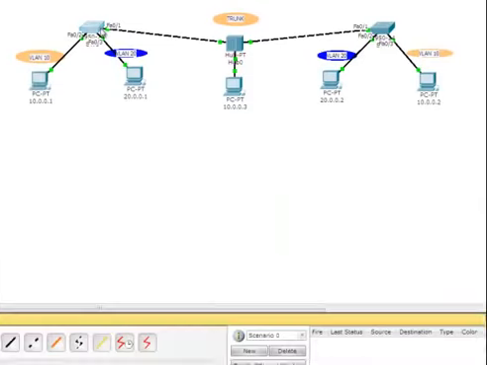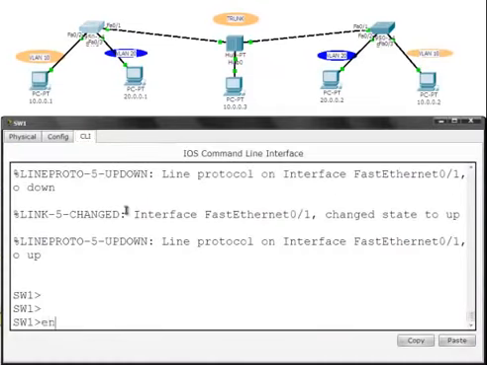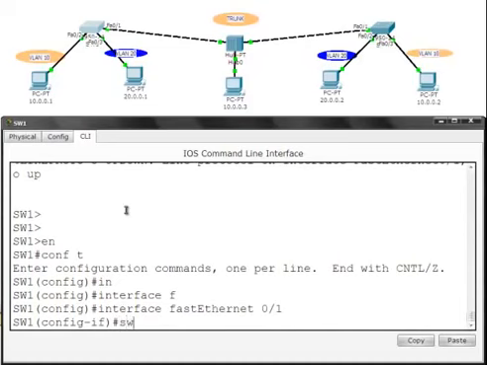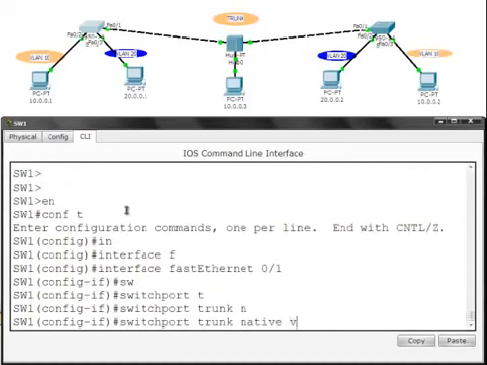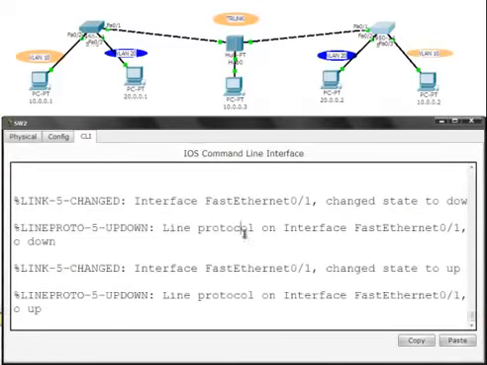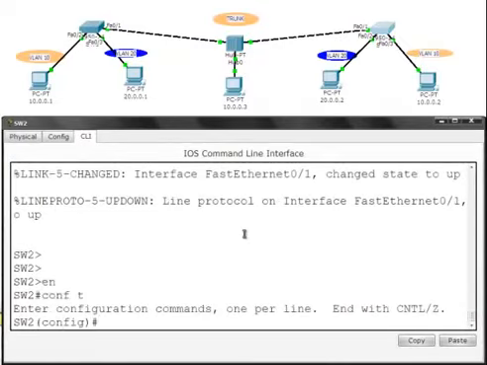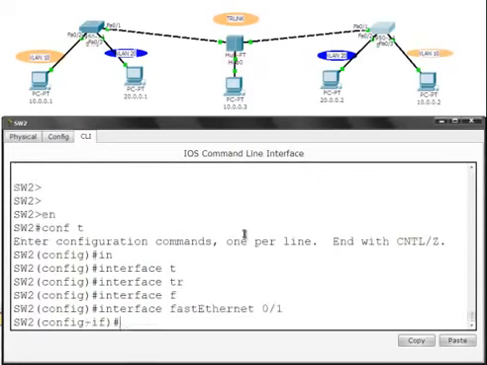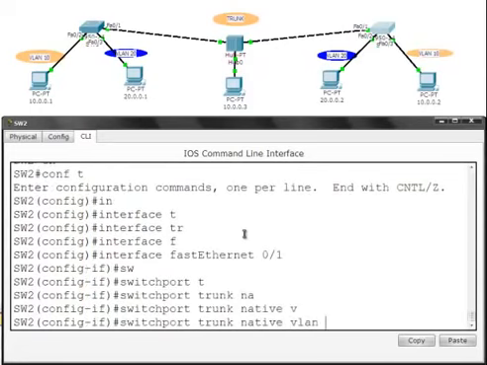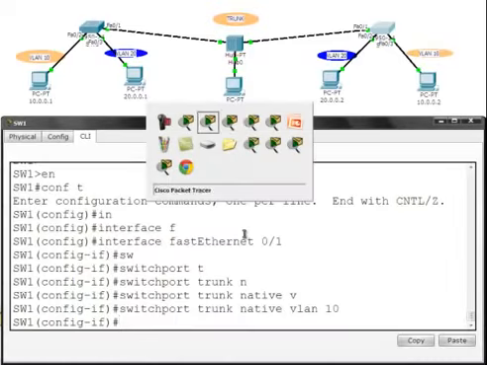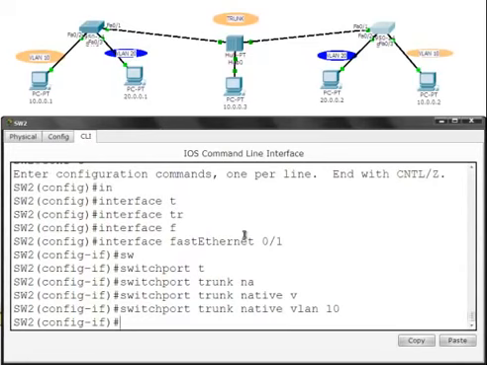For that, I'll go here, interface FastEthernet 0/1, and say switchport trunk native VLAN 10. When you configure on one side, you also need to configure on the other side. Otherwise, it will assume native VLAN 1. Both sides should have the same native VLAN. That is the rule. Interface FastEthernet 0/1, switchport trunk native VLAN 10, configured on both the switches. Native VLAN 10 is configured.